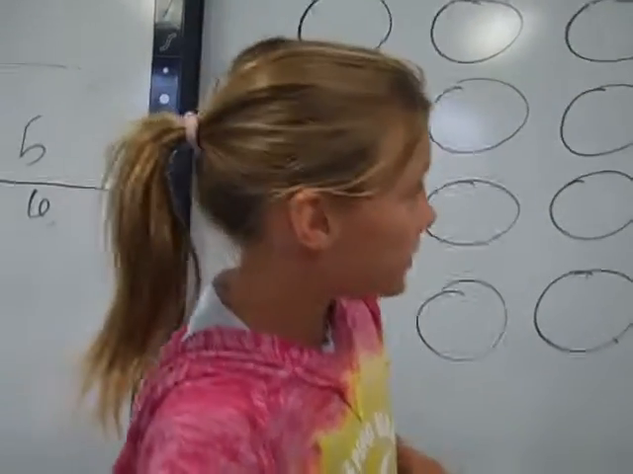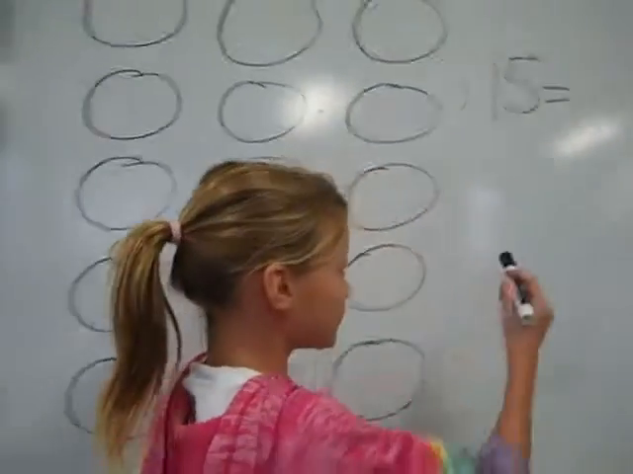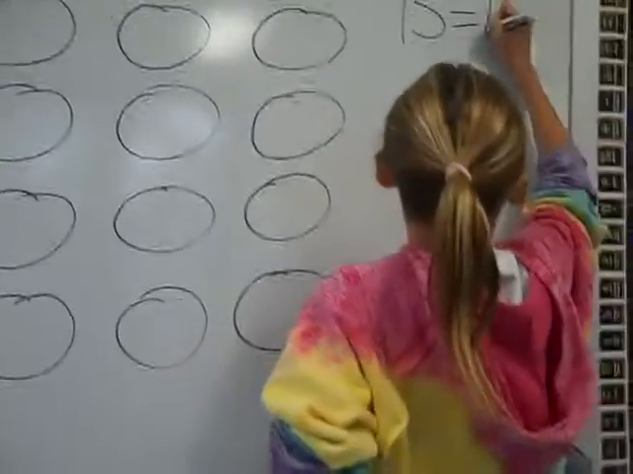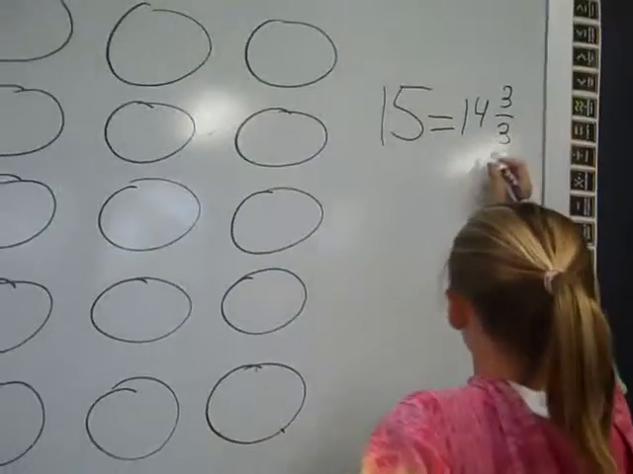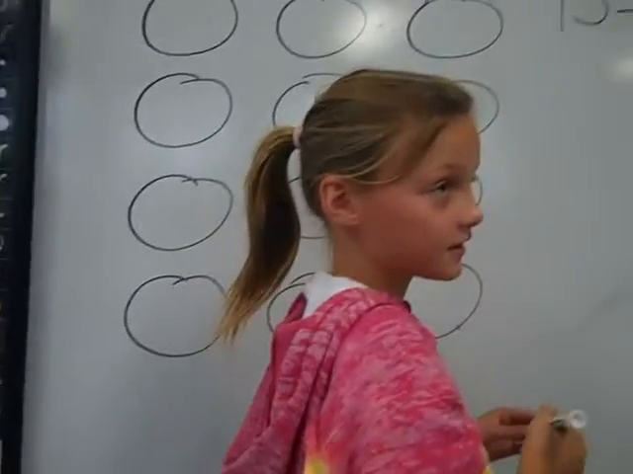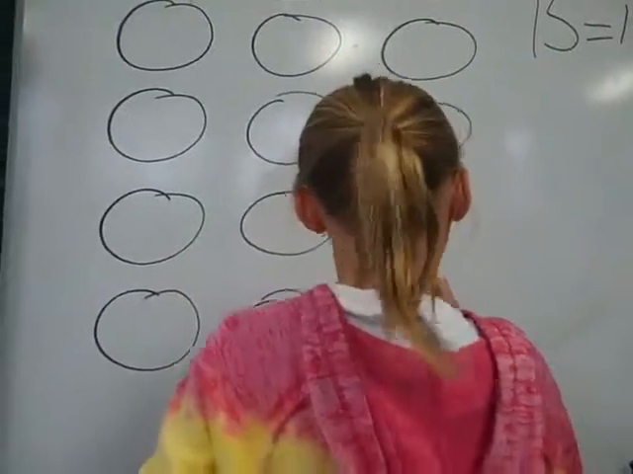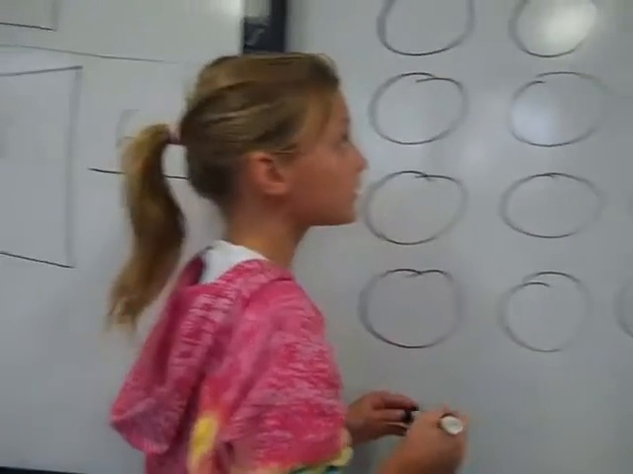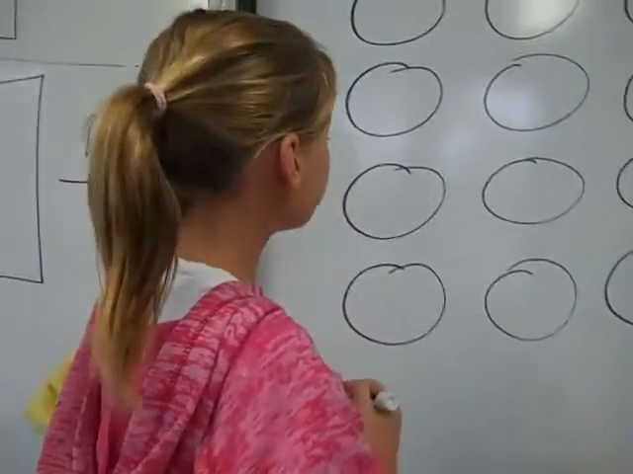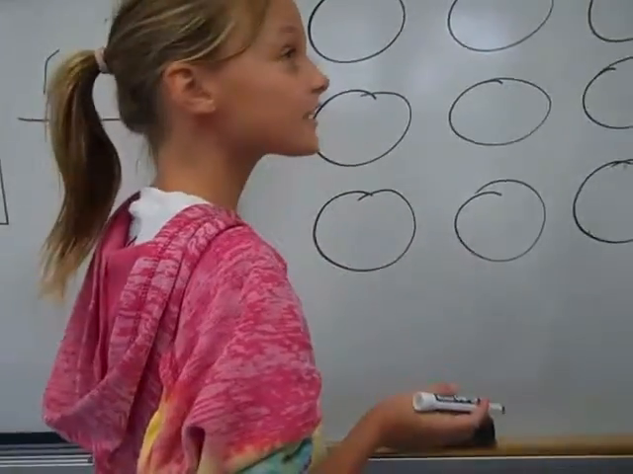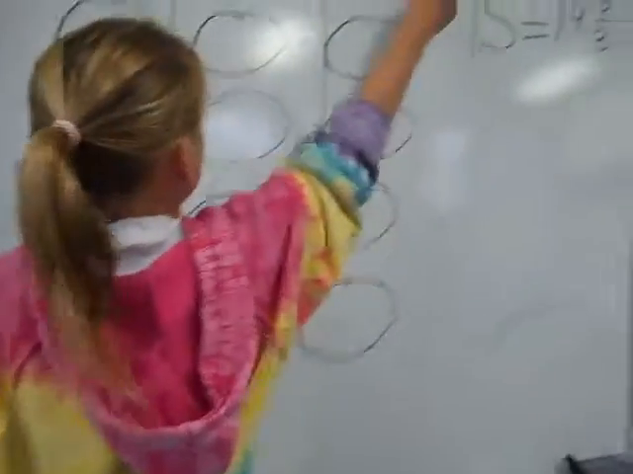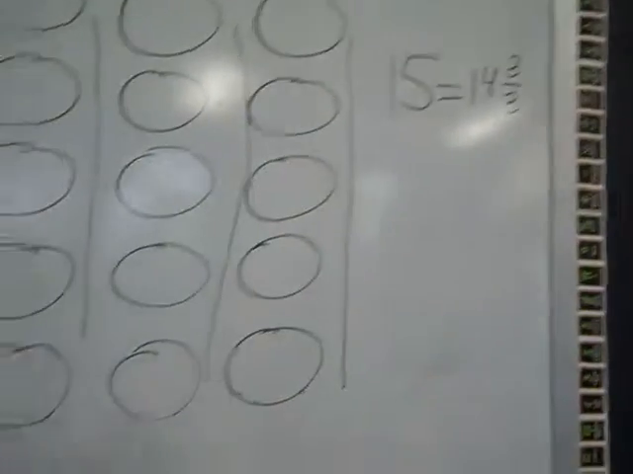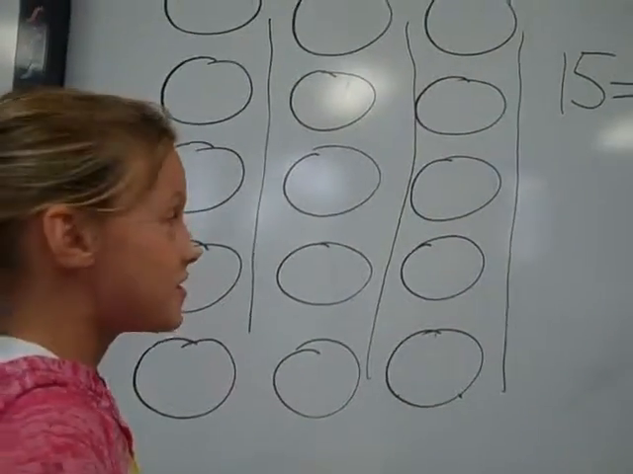This is number 2 in Sigma equals 14 to 3. So why does 15 equal 14 and 3 thirds? Move your mail in so we can see, and count those. Okay, can you just check? 5, 10, 15. Right. So how is 15 the same as 14 and 3 thirds?